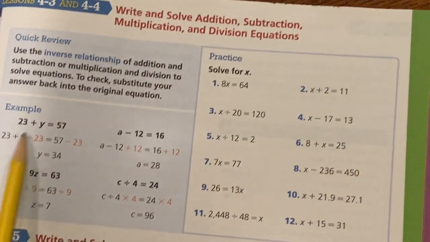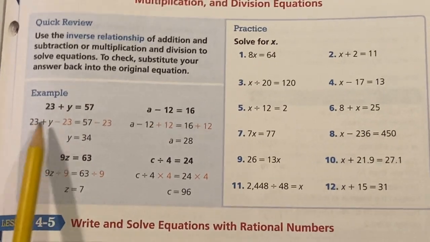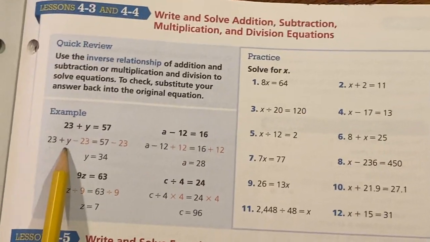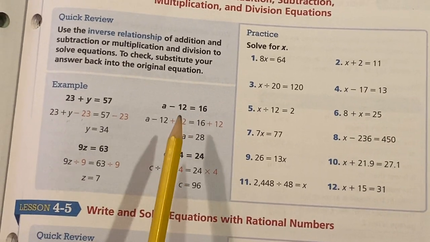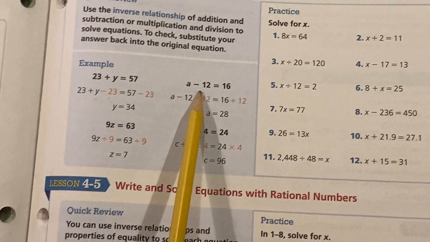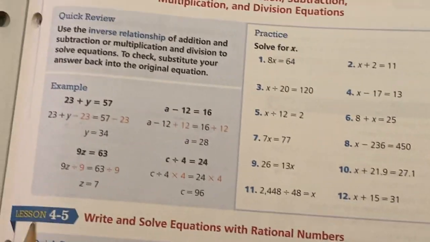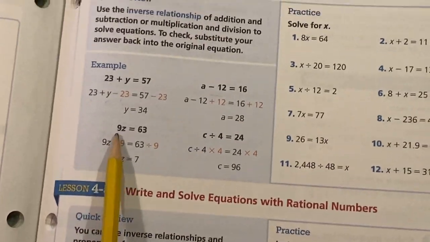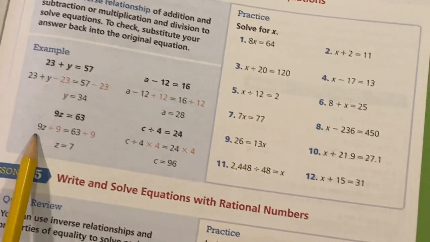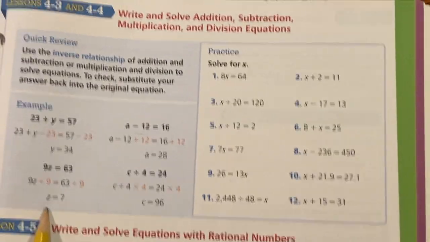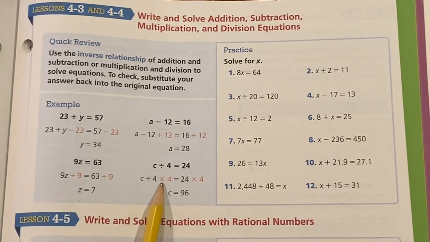For example, 23 plus y equals 57. So there's 23 added to that y, right? So to solve it, you're going to subtract 23 from both sides. For this one, you subtracted 12, so to solve it, you're going to add 12 to both sides because we want to get that a all by itself. Same thing here, 9z means 9 times z. So if you divide both sides by 9, you'll end up with just plain z. C divided by 4, so you're going to multiply by 4.